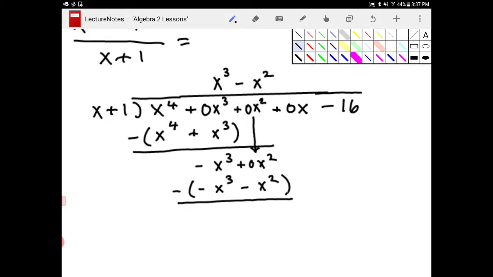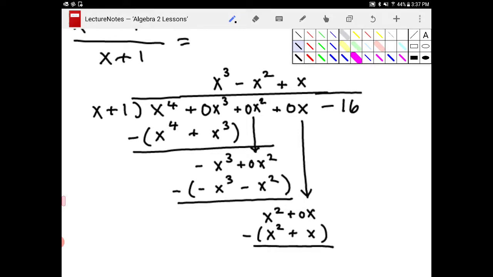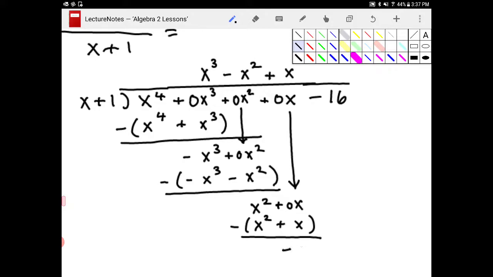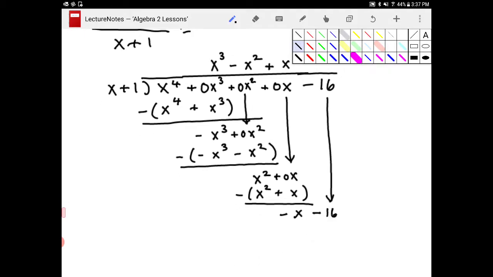This is how I perform long division. So this becomes positive x squared. And again, I want to pull this guy down. Plus 0x. So what am I going to multiply x plus 1 by to get x squared? Again, I want to multiply by plus x. So I get x squared plus x. And I perform that subtraction. I'll end up with negative x. And the last thing is I want to pull down that 16. So it's going to be minus 16.